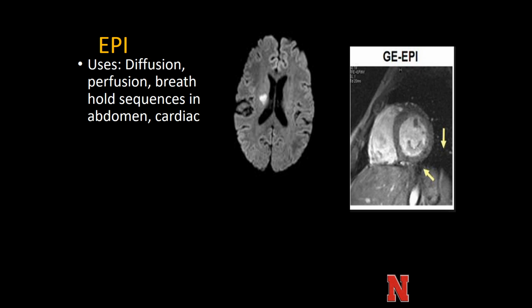So you can use EPI for diffusion. You can also do perfusion imaging, like if you're looking at perfusion in a brain tumor. You can use them in abdominal sequences and cardiac sequences where breath holds are needed to try and speed up the image acquisition. All right, next question.